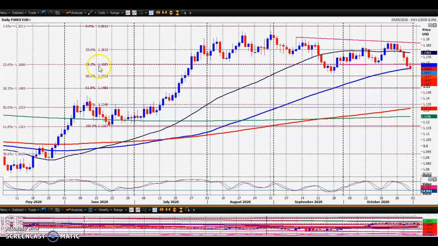Okay, daily chart for the Euro US dollar. This has been really confusing. I don't know what this pattern is. I don't even think it is a pattern. So trying to second guess this has been extremely difficult.